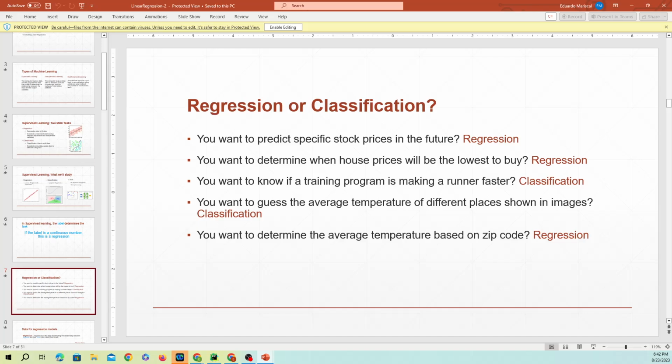But if we are actually talking about any range of temperature, then that will be a regression. If you want to determine the average temperature based on the zip code, that will be regression. Like I said, it can be regression or classification depending on how your label values are set up, right?